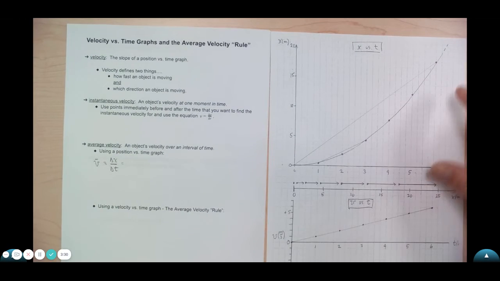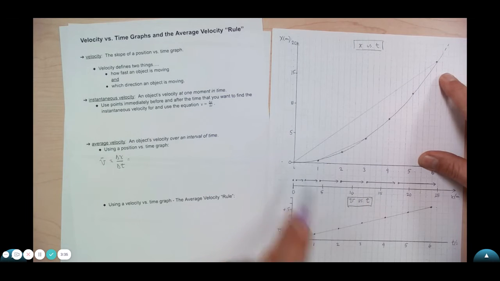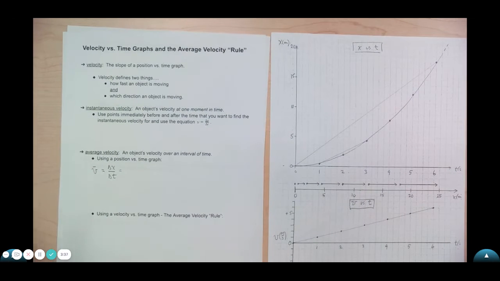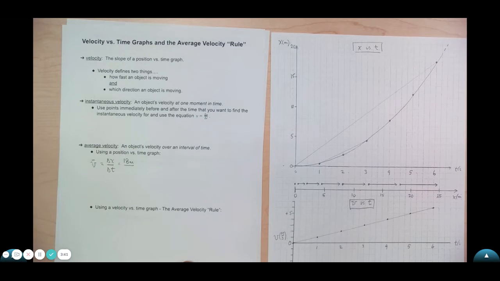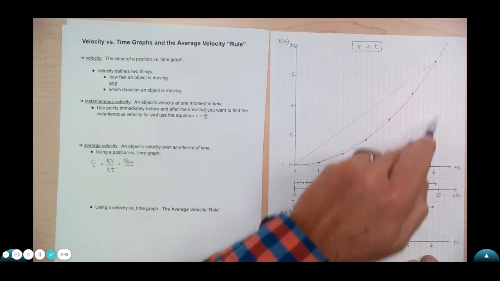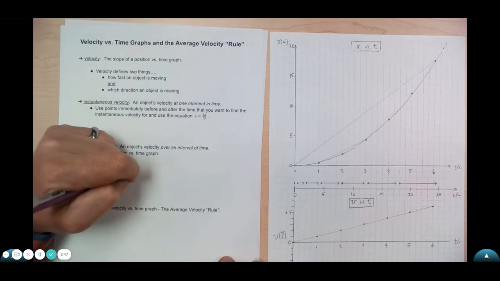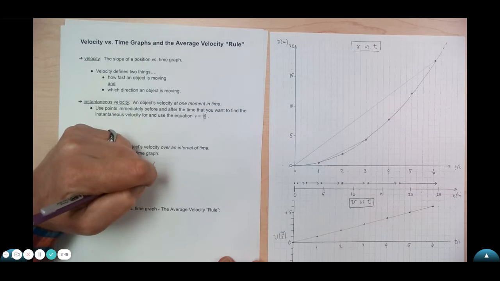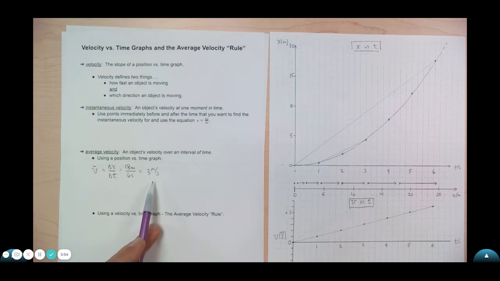change in position, that's 18 meters minus 0 meters, so that's an 18 meter displacement, and that happens in a time of 6 minus 0, 6 seconds. All this is saying is, on average, this thing went 3 meters for every second.